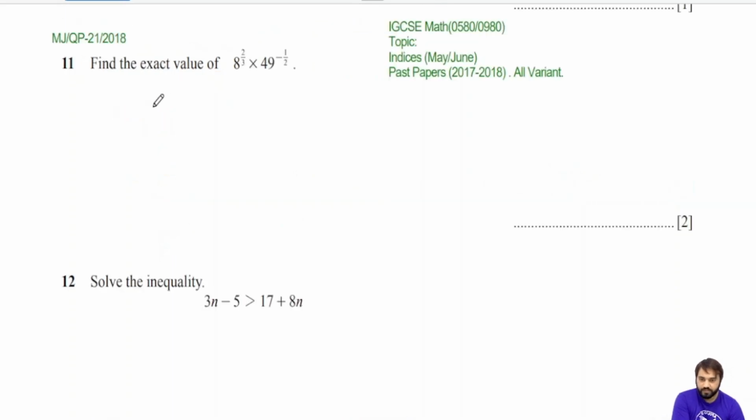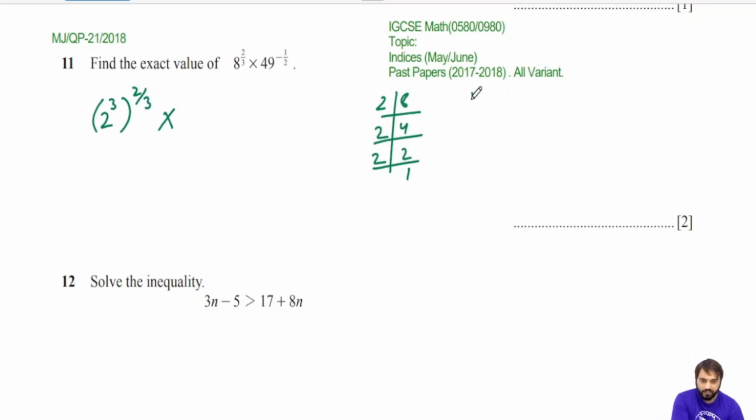Moving towards our next question, question 11. Question 11 appeared in 2018, question paper was 2 and the variant was 1. Question 11 says, find the exact value of 8 raised to power 2 over 3 into 49 raised to power minus 1 over 2. So how can we solve this problem? First, convert 8 into powers of 2. 2 how many times? 8 4 times, 2 2 times, and 2 1 time. I can write 2 raised to power 3 whole power 2 over 3.